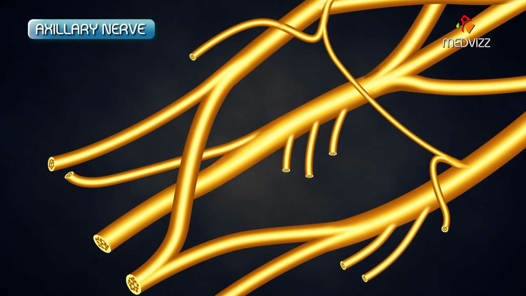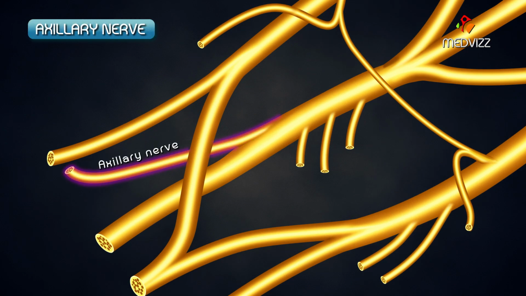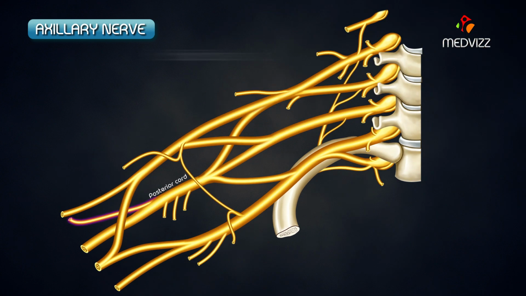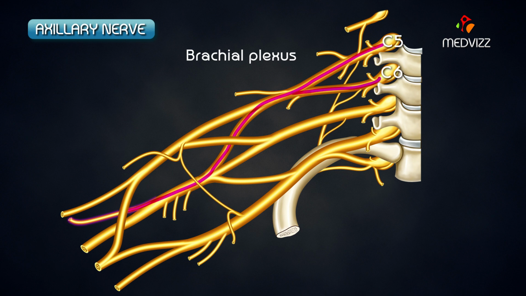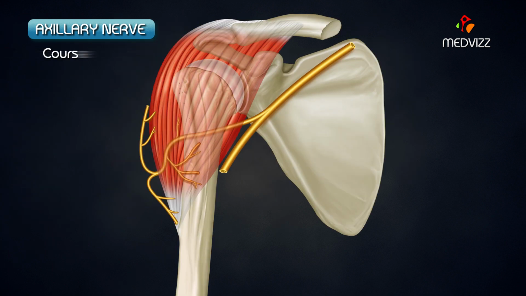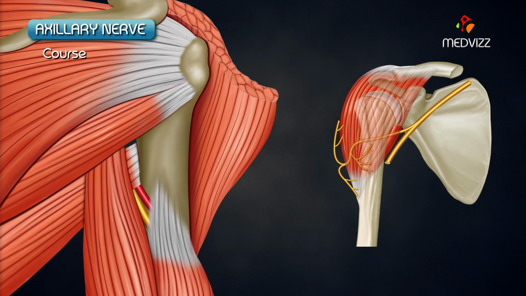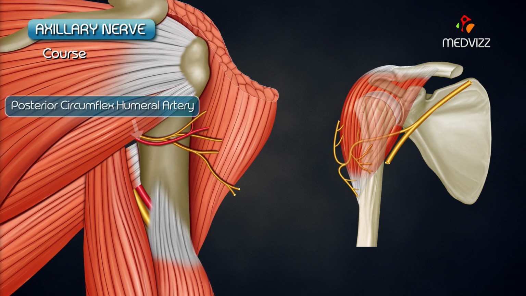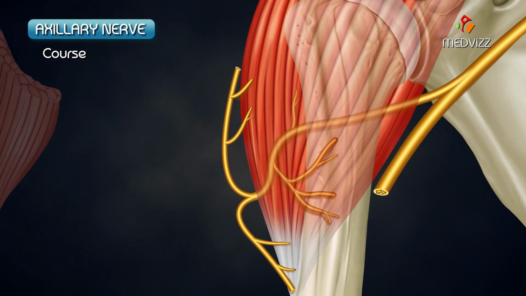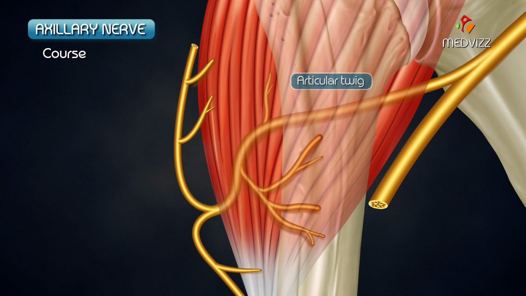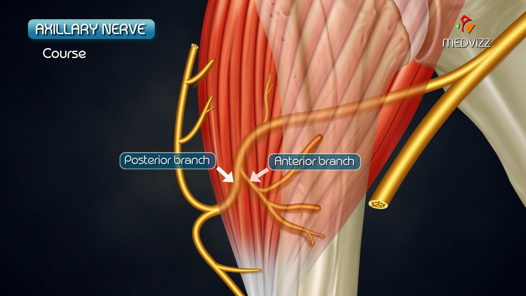Axillary nerve. The axillary nerve is a terminal branch of the posterior cord of the brachial plexus and derives fibers from C5 and C6. Coming to its course, it arises as a terminal branch from the posterior cord of the brachial plexus. It leaves the axilla through the quadrangular space, along with the posterior circumflex humeral artery. It gives an articular twig to the shoulder joint before dividing into anterior and posterior branches.